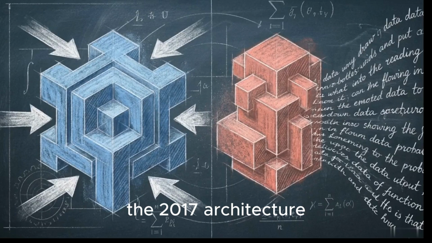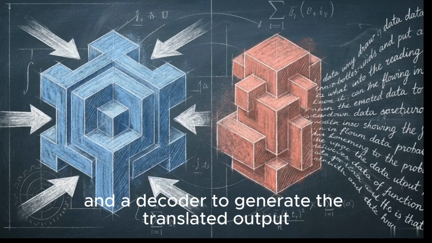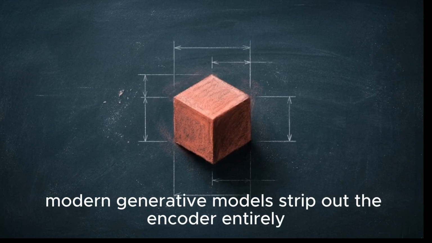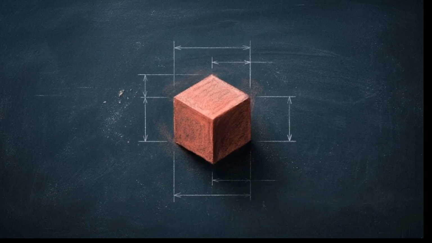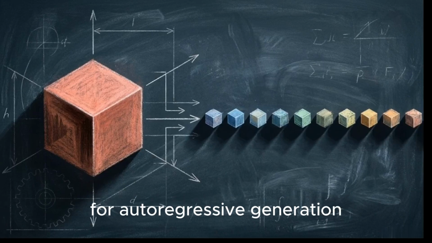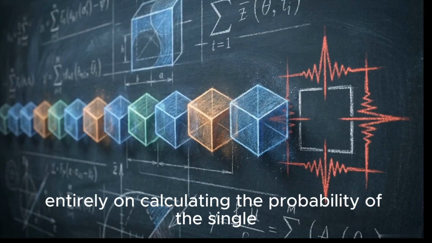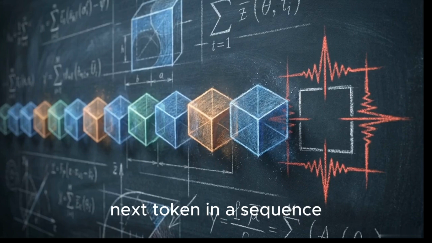The 2017 architecture relied on an encoder to process input text and a decoder to generate the translated output. Modern generative models strip out the encoder entirely. Decoder-only structures proved more efficient for autoregressive generation. Their design is focused entirely on calculating the probability of the single next token in a sequence.